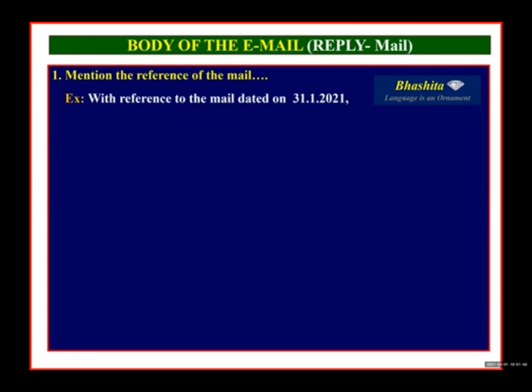What is the expression I have used to start the email? With reference to. This is a starting expression I am using to start the email. With reference to the mail. When did I receive that mail? I have received that mail on 31st/1/2021. I am mentioning the date. If you want to be more specific, you can also mention the time. With reference to the mail dated on 31st/1/2021 at 10:30 p.m.